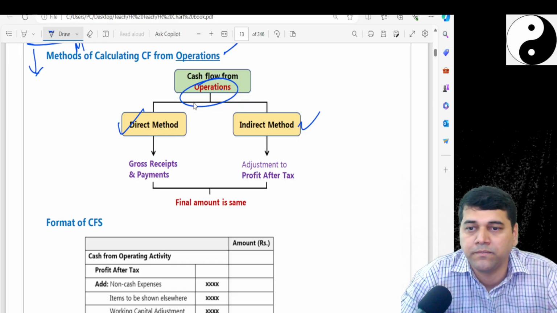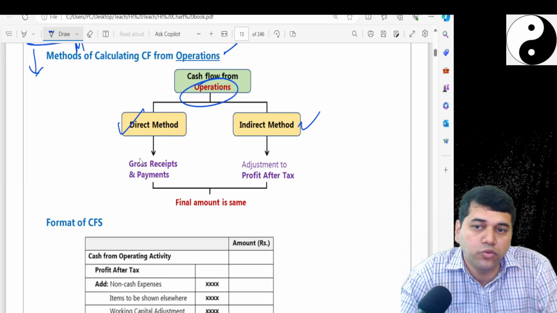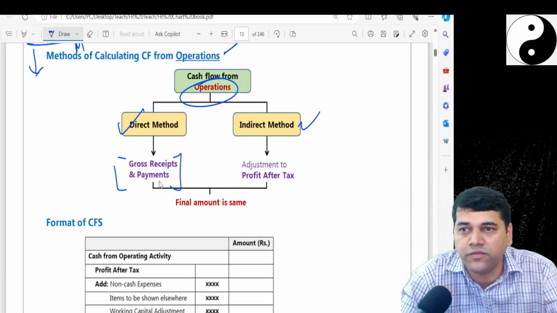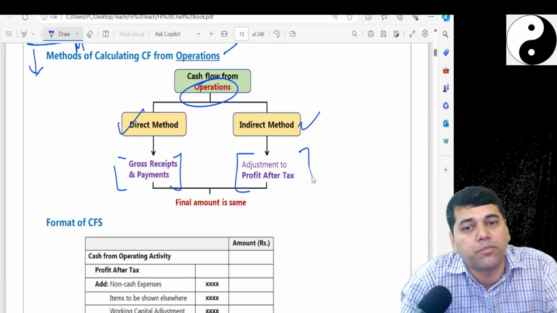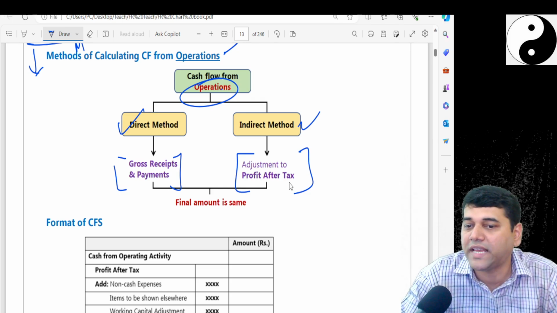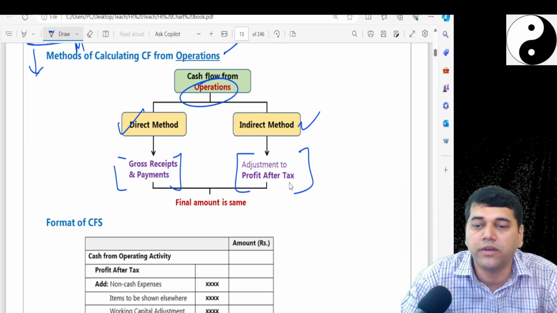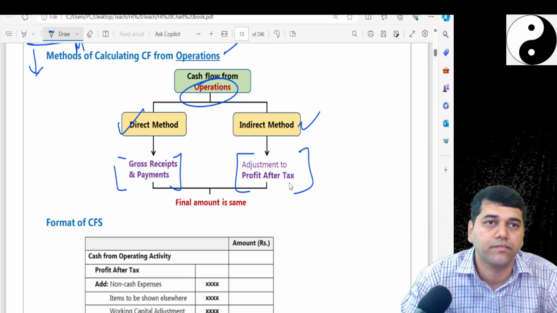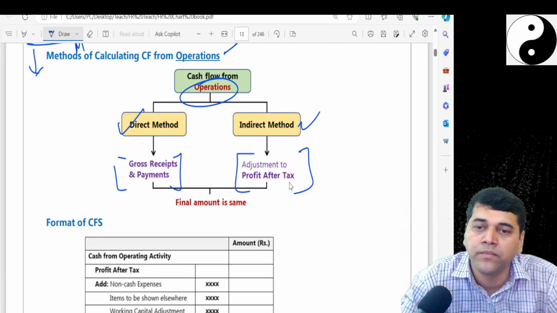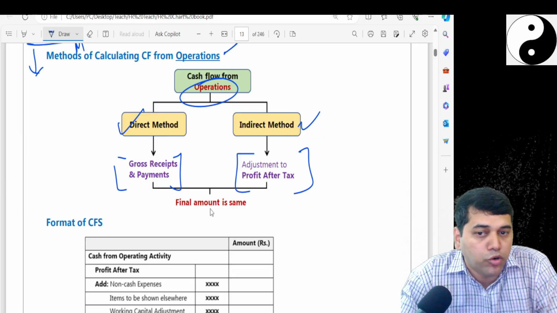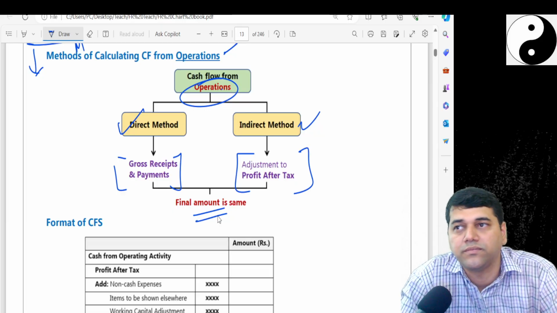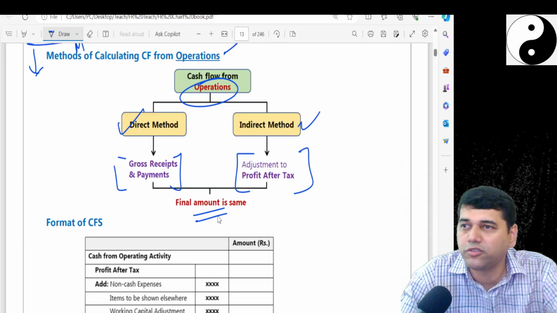No change there. Now, the difference here is that in the direct method you start with the gross receipts and the gross payments and gross expenses paid and all those. Here, in the indirect method, you take the P&L balance and add three items: non-cash expenses, items to be shown elsewhere, and working capital adjustment. We will do both because they have asked certain questions on both methods. But the final amount will be the same. It's just a way of presenting it. Are you clear, students?